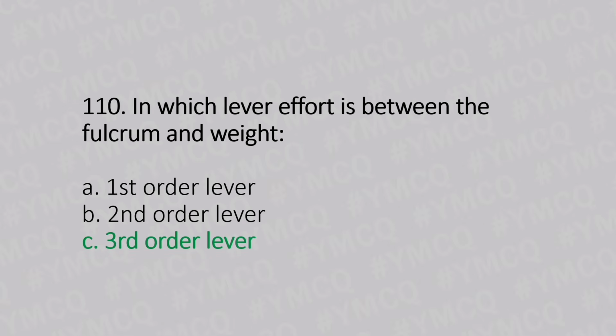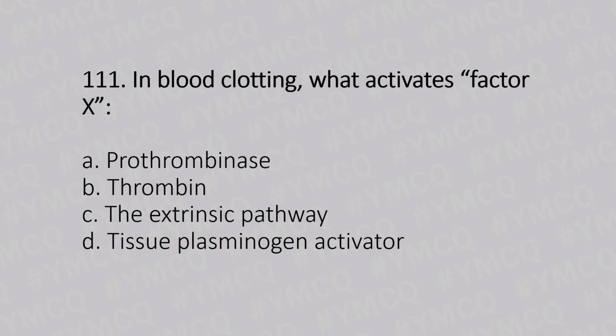Now let's move to our question number 111. In blood clotting, what activates factor 10? Option A, prothrombinase, option B, thrombin, option C, the extrinsic pathway, option D, tissue plasminogen activator, and the answer is option A, prothrombinase.